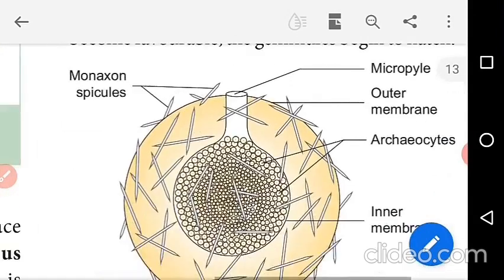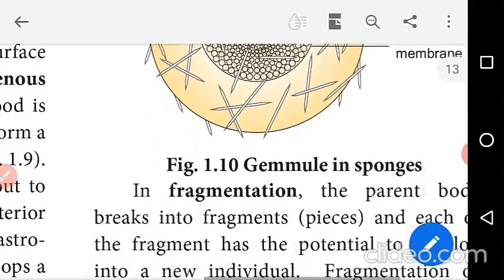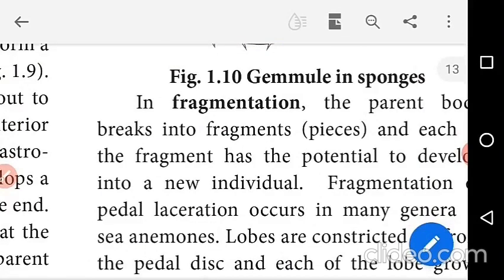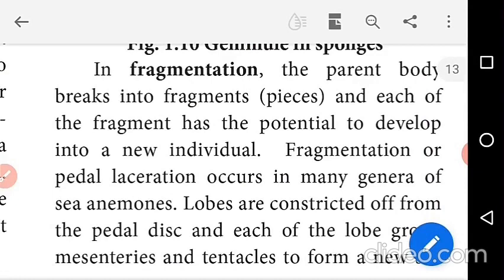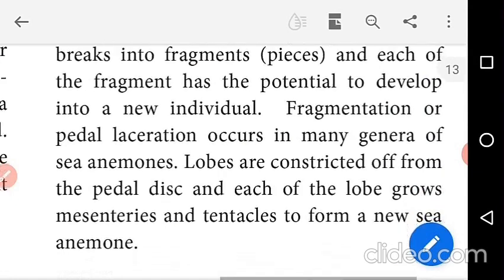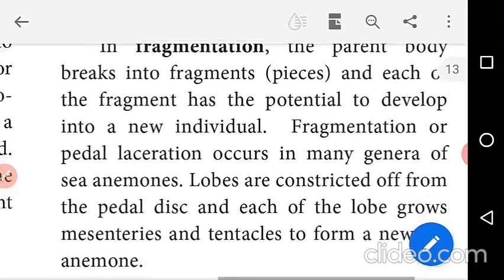The next one is fragmentation. Fragmentation is also one type of asexual reproduction. The parent body breaks into fragments, and each fragment has the potential to develop into a new individual. The fragmentations are pedal lacerations, seen in many genera. The best example of fragmentation is the sea anemone.